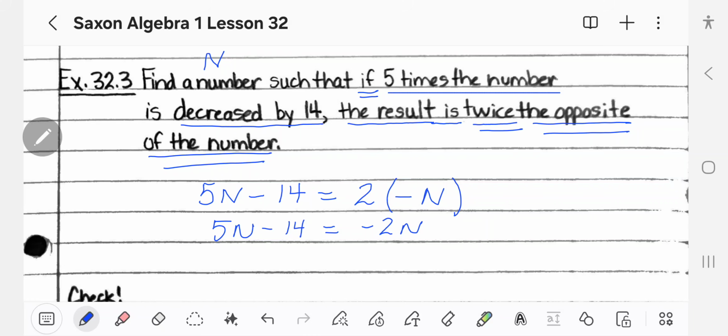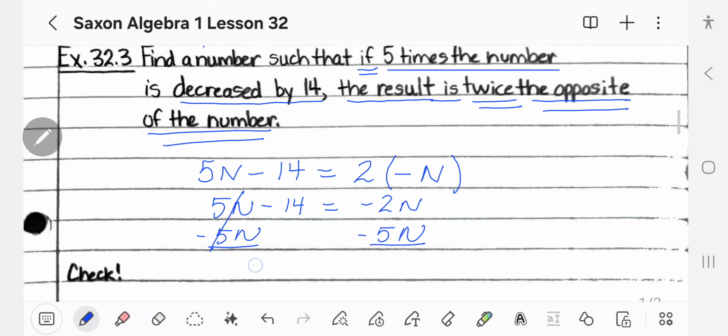Oh, you know what I did? I think I put a 2 instead of... No, that's right. Twice the opposite of the number. That's right. All right, so now what we're going to do is I'm going to subtract 5n from both sides. And when I do that, I am going to get negative 14 equals negative 7n. Notice here, this is negative 2n minus 5n, which is a negative 7n.